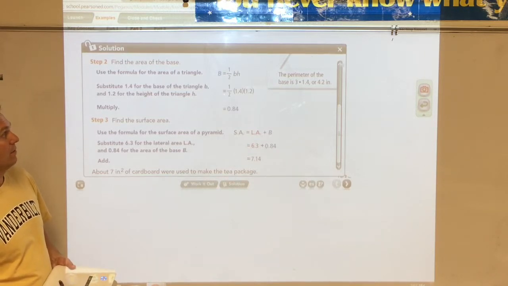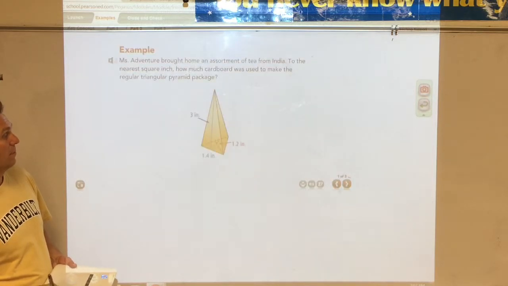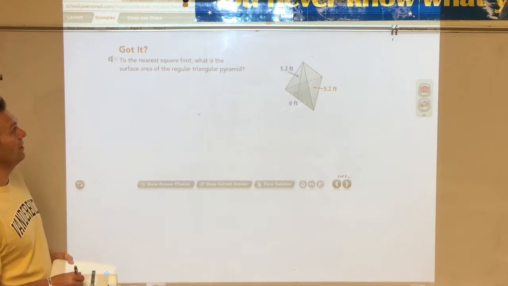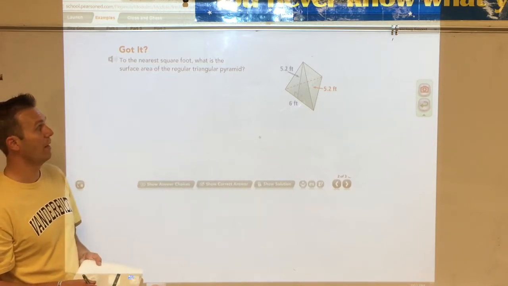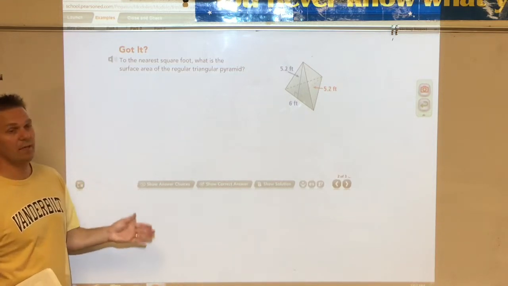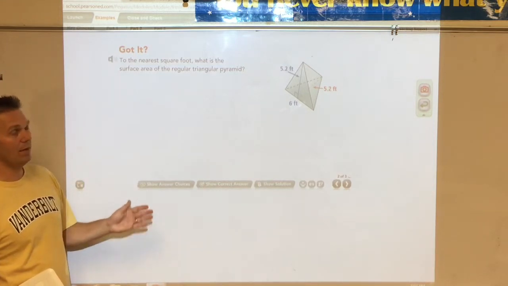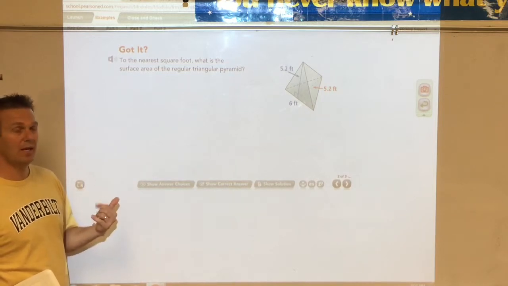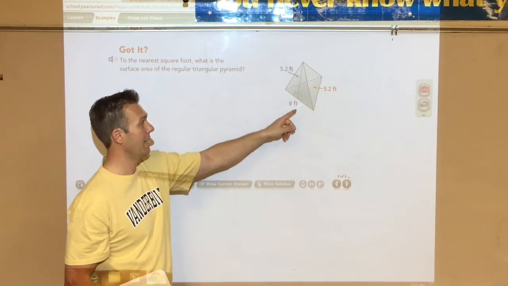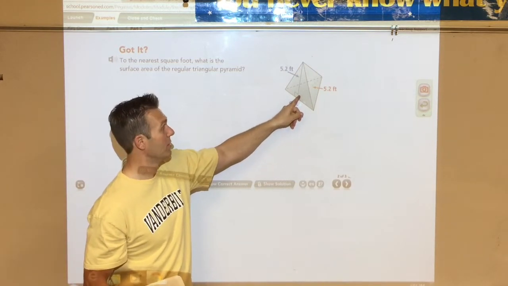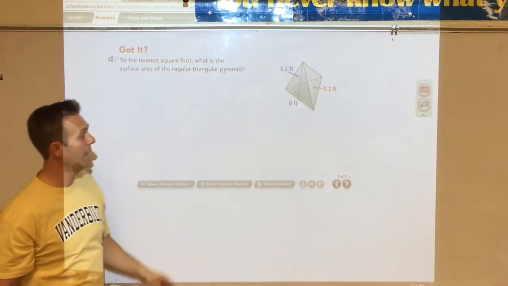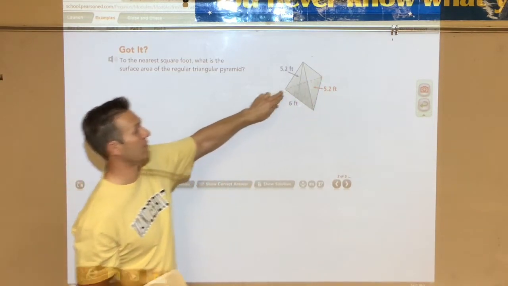Now we're going to go to the next example, and this is in your book. To the nearest square foot, what is the surface area of the regular triangular pyramid? You're going to use your formula: surface area equals lateral area plus the base. There's only one base now. Make sure that you use the 5.2 as your slant height. Oh, look, they're both 5.2. So this 5.2 will be for the base of the pyramid. And this is 6 feet, 6 feet, and 6 feet to help you out.